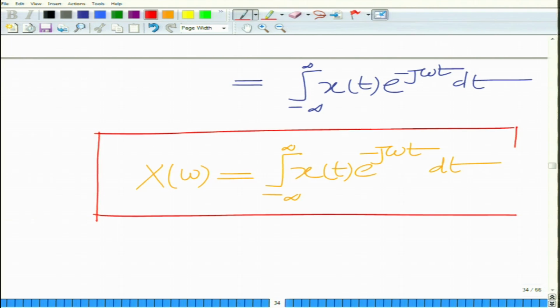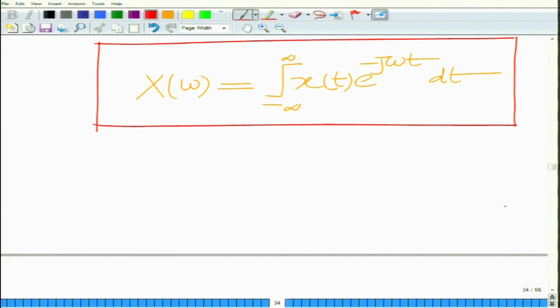This is one of the most important transforms, and as I have already told you, the Fourier transform framework is one of the most commonly used frameworks to understand and analyze the various properties and the behavior of signals and systems. Okay. And similarly, the inverse Fourier transform relates the signal to its Fourier transform.